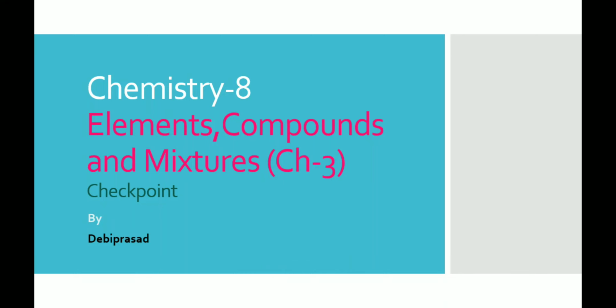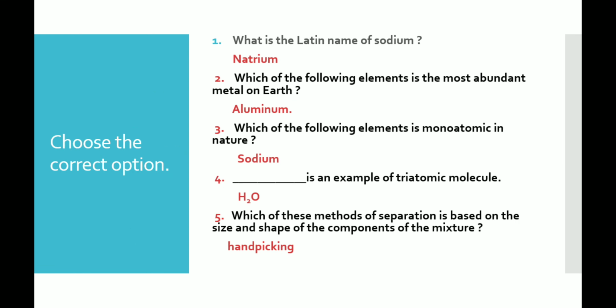In this video, you will be learning all the exercise question answers from chapter number 3, that is elements, compounds, and mixtures. Now, the first question, that is choose the correct option. Number 1. What is the Latin name of sodium? The Latin name of sodium is natrium. Here the options were given: natrium, kalium, stannum, and stibbium.